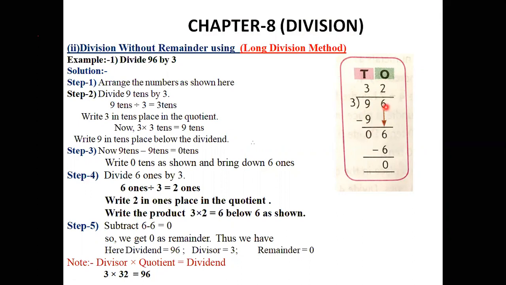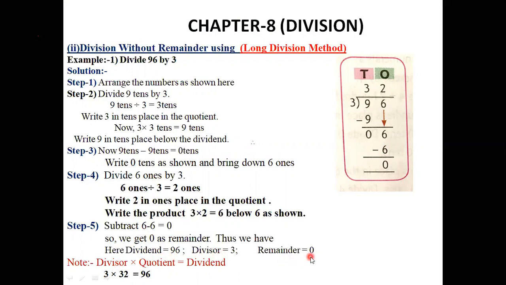And now write the number 6 down here, and recite the table of 3: 3 1 ja 3, 3 2 ja 6. Write 6 right under the 6, and when we subtract 6 minus 6, we get 0. Now there is no number after the 6, so our division will stop. And in this way we get dividend equal to 96, divisor equal to 3, and remainder equal to 0.